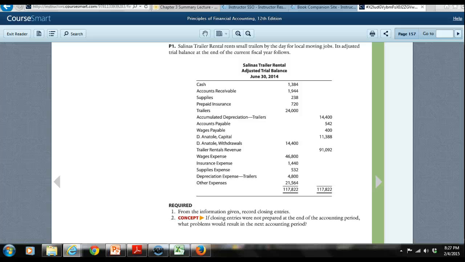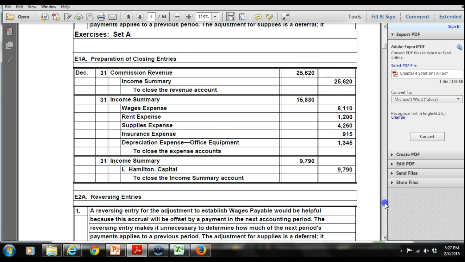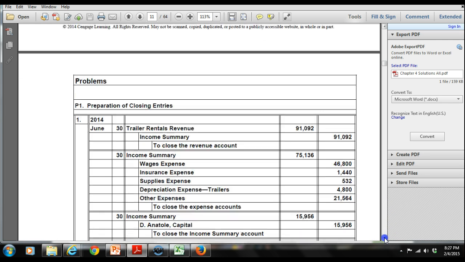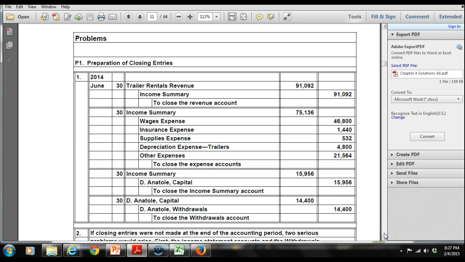The first thing we do to close accounts, which account are we going to close first? Yes. Do you see here that we have a credit to trailer rental revenues for $91,092, don't we? So what are we going to want to do? We're going to debit trailer rentals revenue for $91,092, and we're going to credit income summary for $91,092. That's the first step in closing these accounts.